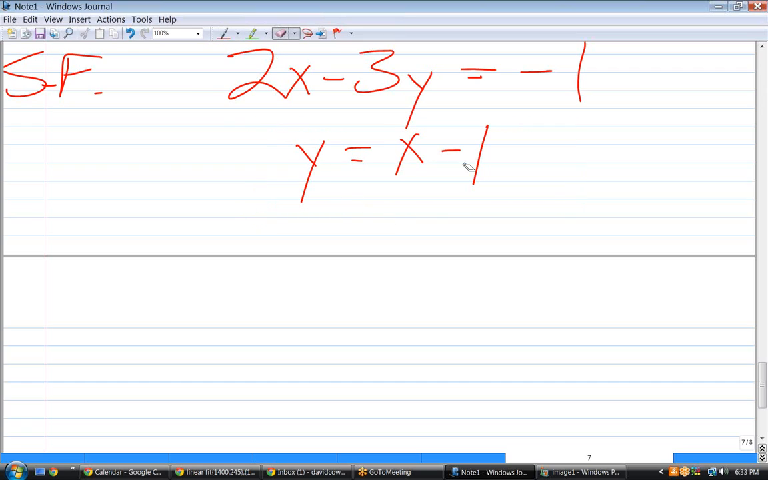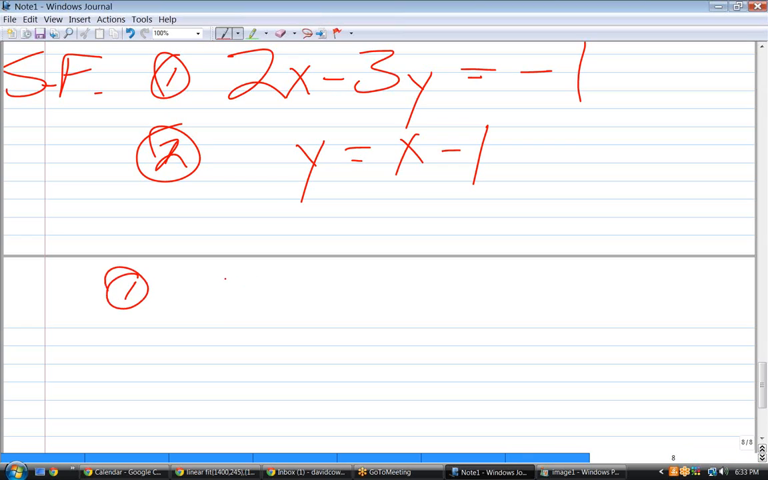What I've always felt is that when you have this situation, your best method of solution is substitution. How are we going to do it? Substitute y into the first equation. So the first equation becomes what? It'll become 2x minus 3 times x minus 1. Make sure you put that in parentheses.